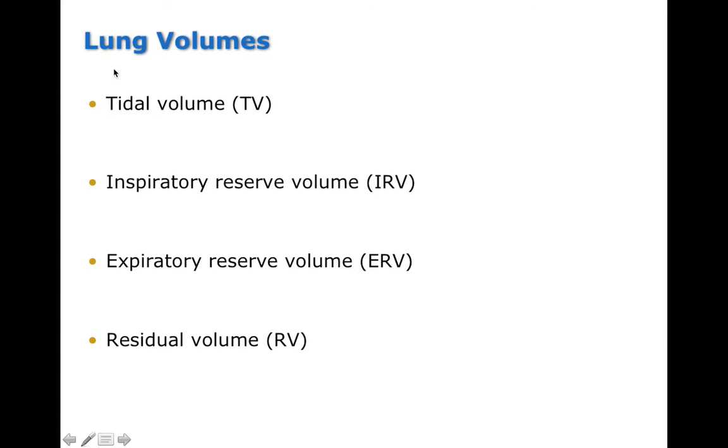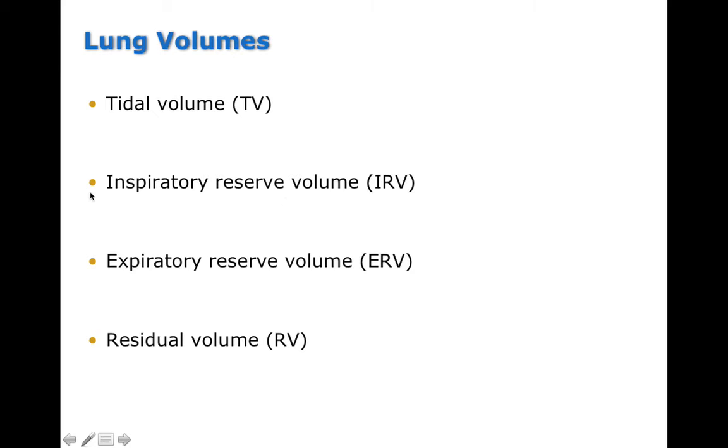So in terms of lung volumes and capacities, these are important to consider when you start thinking about pathophysiology and helping to determine someone's lung health. So tidal volume just refers to the volume of air that someone can ventilate during normal, quiet breathing. This happens to be around 500 milliliters or so.